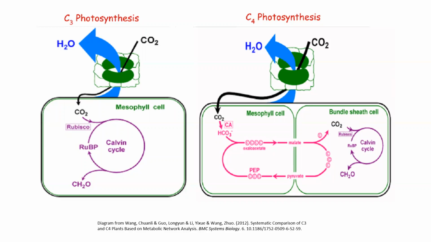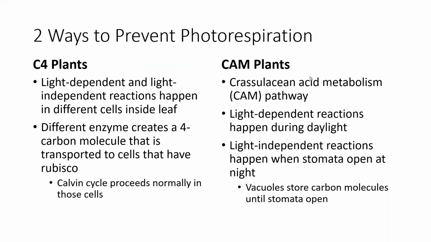And the 4 is because they use a 4-carbon molecule rather than just the 3-carbon molecule going straight into the Calvin cycle. All right, the other set are the CAM plants, which means crassulacean acid metabolism. Crassulacean refers to the group of plants where this was discovered, the Crassulaceae, which I think includes pineapples. And in these plants, the light-dependent reactions happen when the light is shining, and the light-independent reactions actually happen when the plant's stomata are open at night. So in order to separate those two, it makes a carbon molecule and stores it in a vacuole inside the cell.